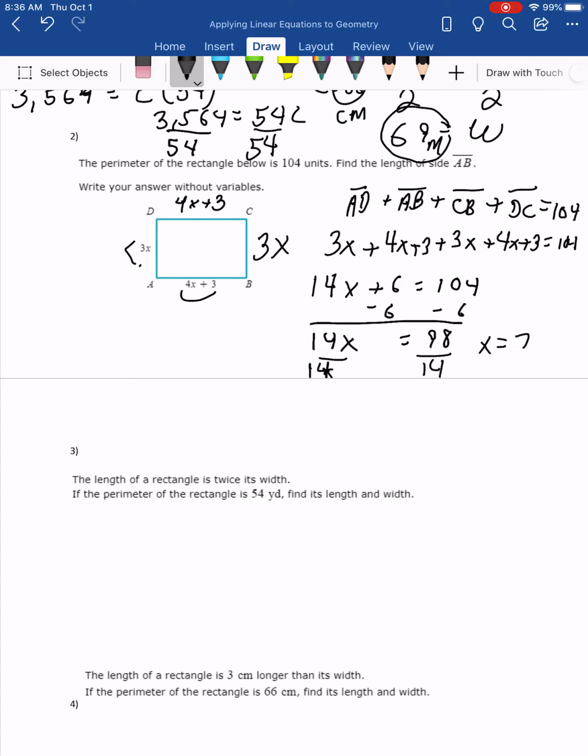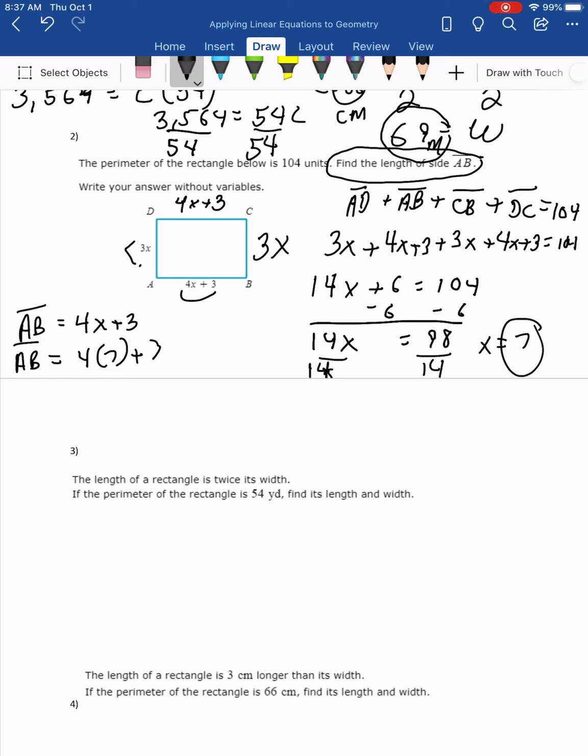So, but what we're asked to find here is the length of AB. So we're going to have to go back to side AB. Side AB was called 4x plus 3. And to get the length of AB, we'll just substitute what we found for x. So AB is 31, and we don't have feet, yards, or anything. They just call it units.